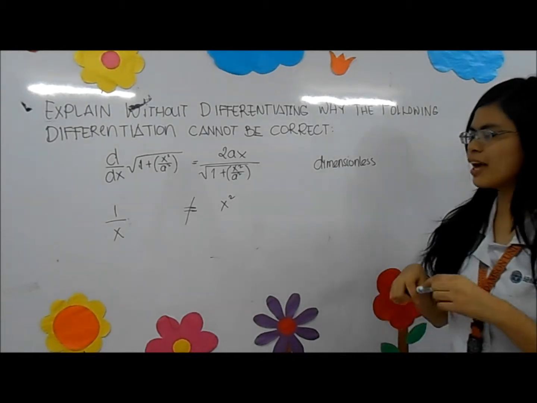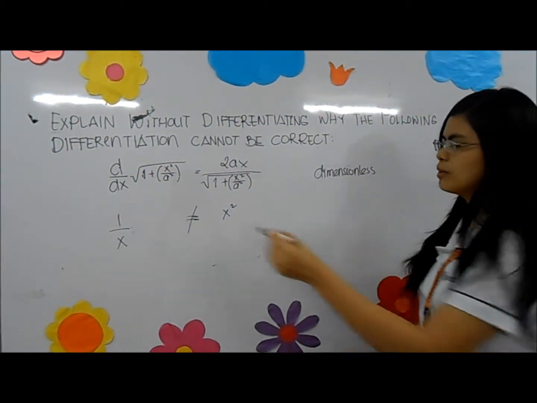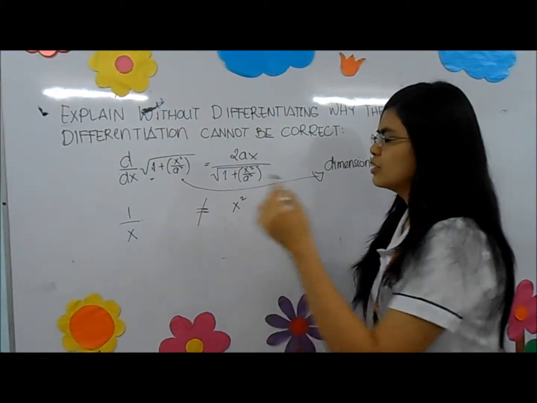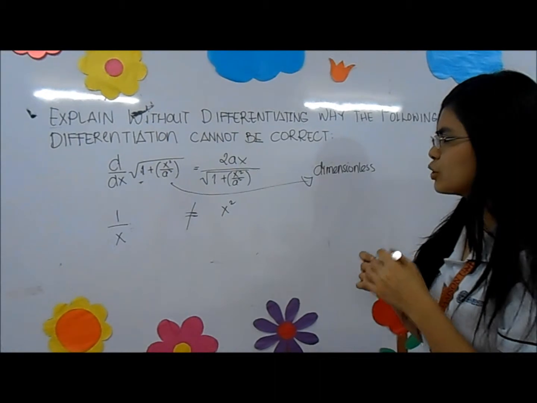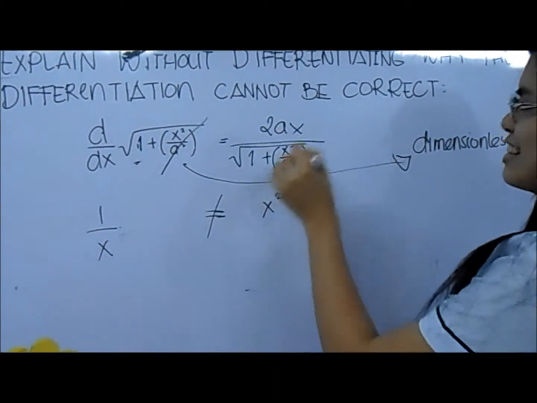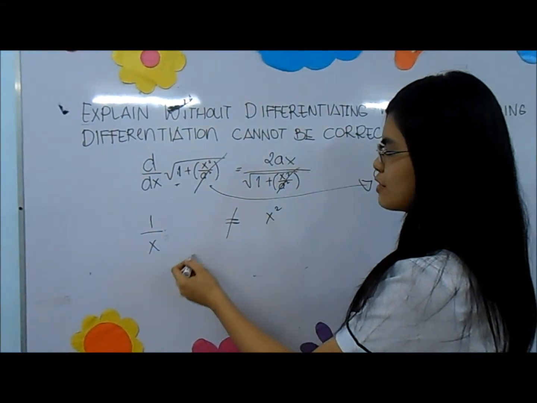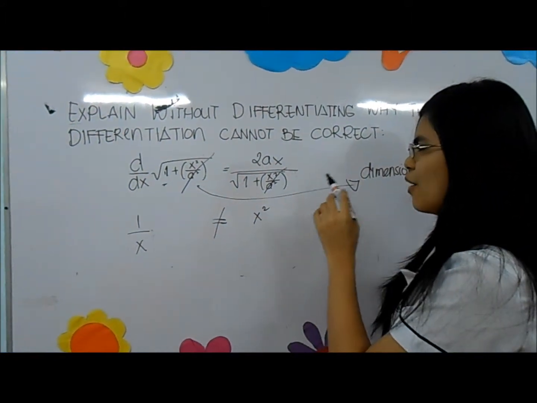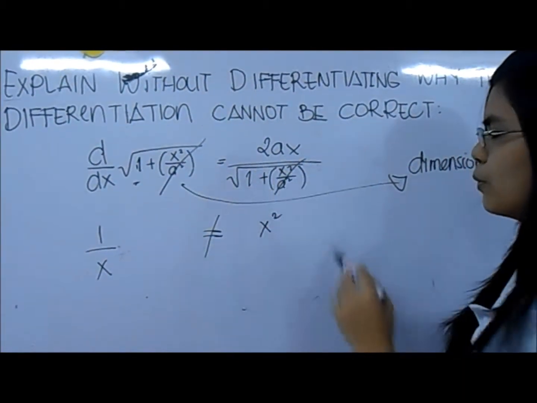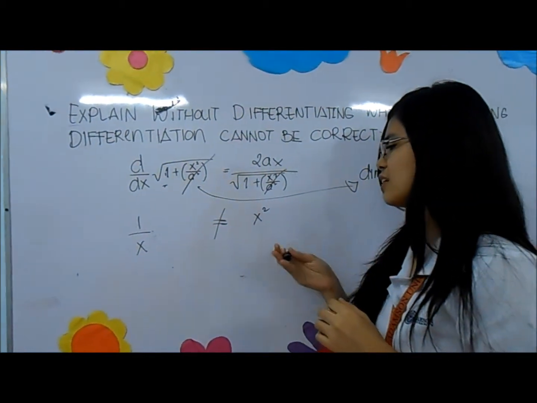X and A should have the same unit because x squared over a squared should be dimensionless because of the quantity 1. So, by assuming x and A have the same units, we can cancel these. And the equation will yield 1 over x on the left side, while the right side will yield x squared, disregarding 2. As you can see, the equation is not dimensionally consistent.